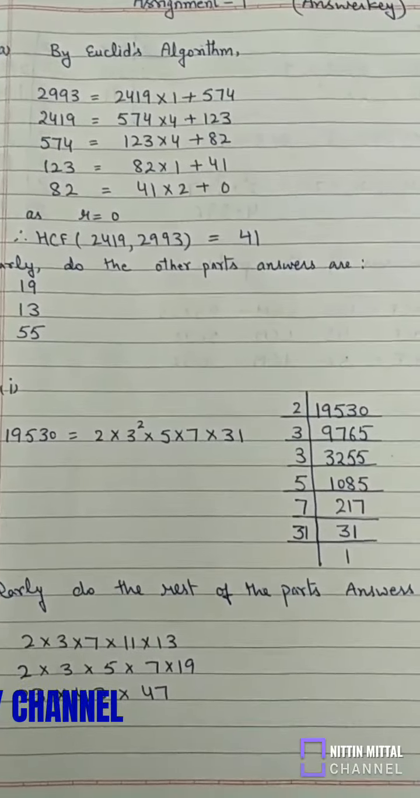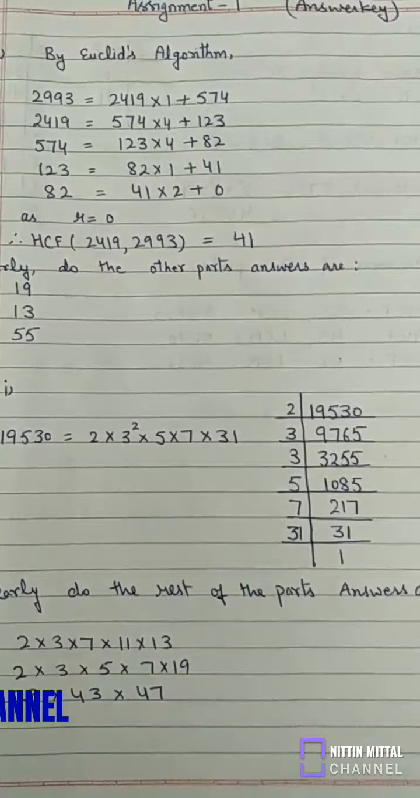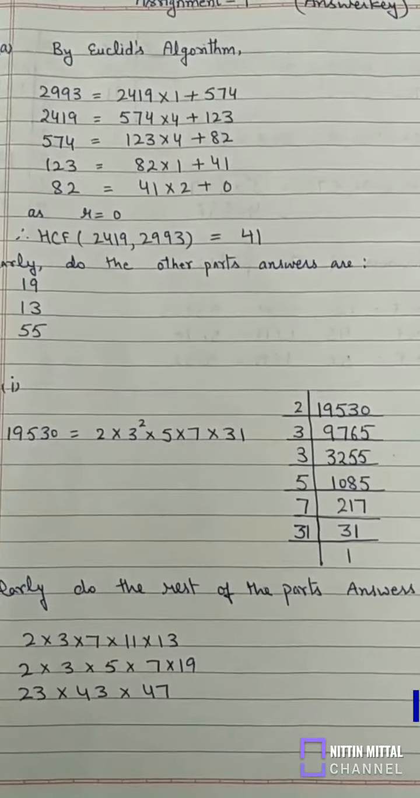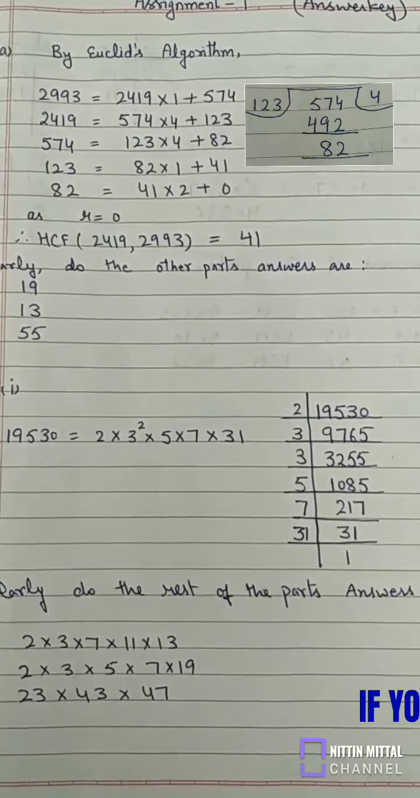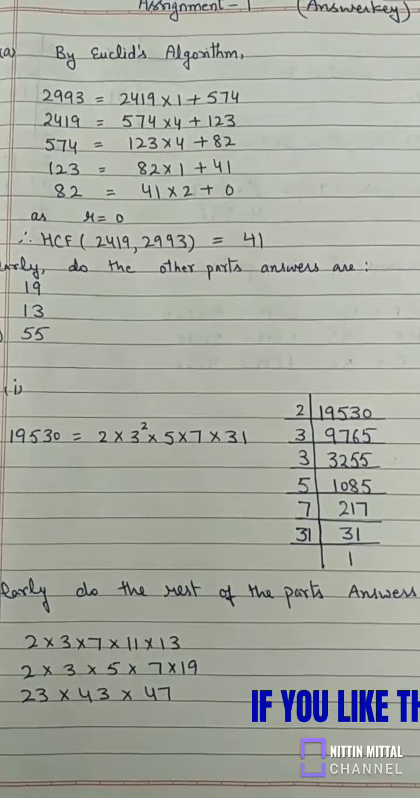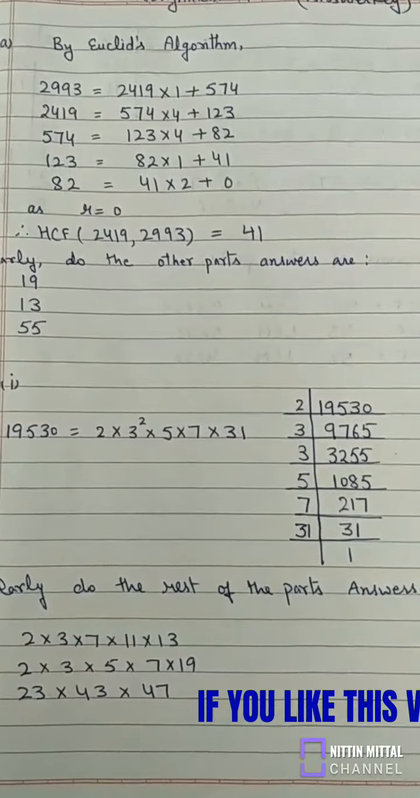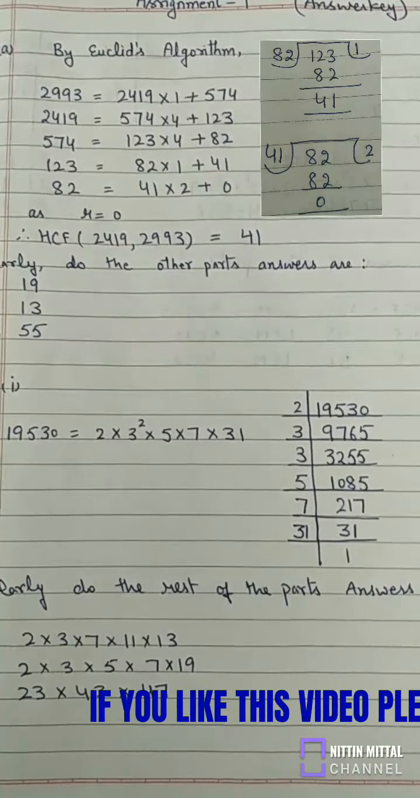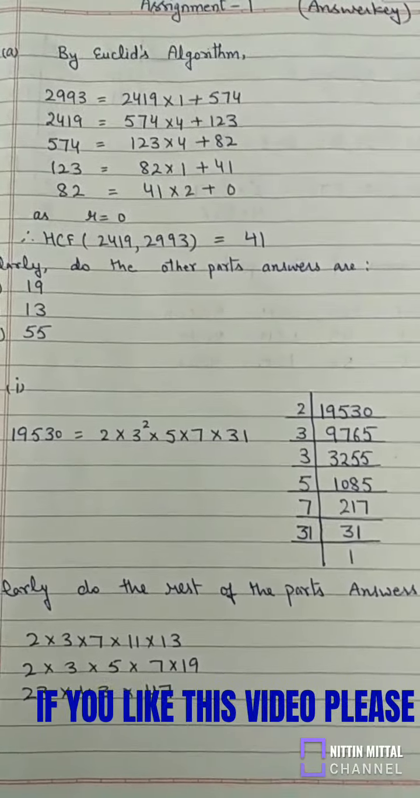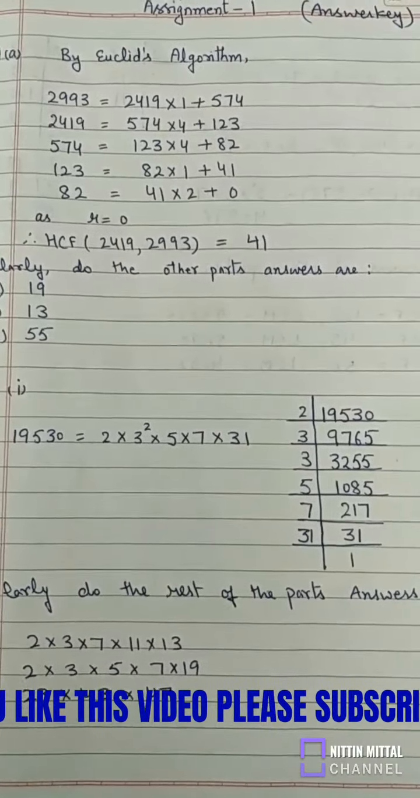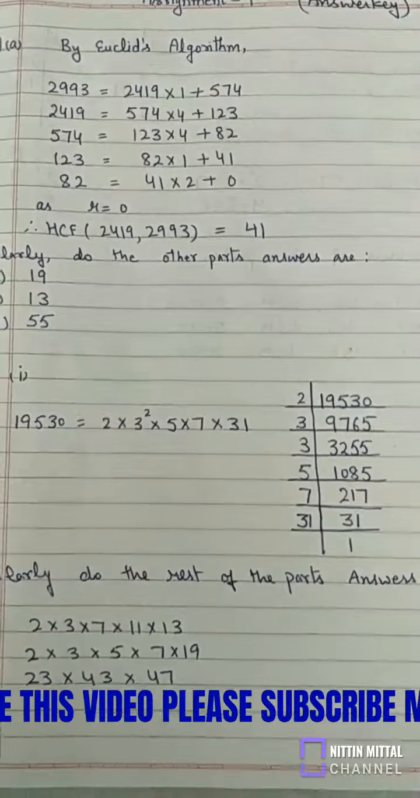574, the previous divisor, becomes the dividend, and 123, the previous remainder, becomes the divisor, and we divide 574 by 123. The quotient will be 4 and the remainder will be 82, and we continue the process. If you see the last step, 82 equals 41 into 2 plus 0. In this step we got the remainder 0, therefore the last divisor becomes the HCF. So the HCF of the given two numbers is 41.